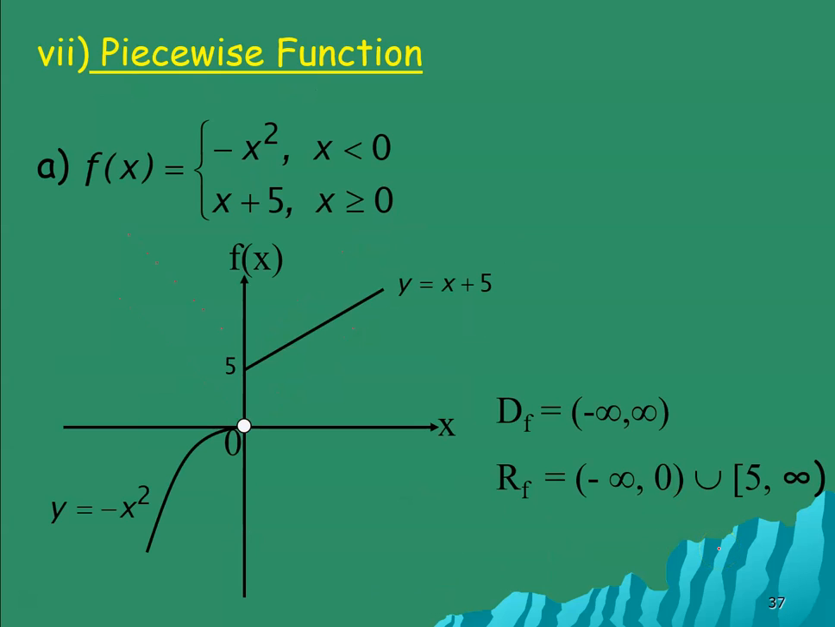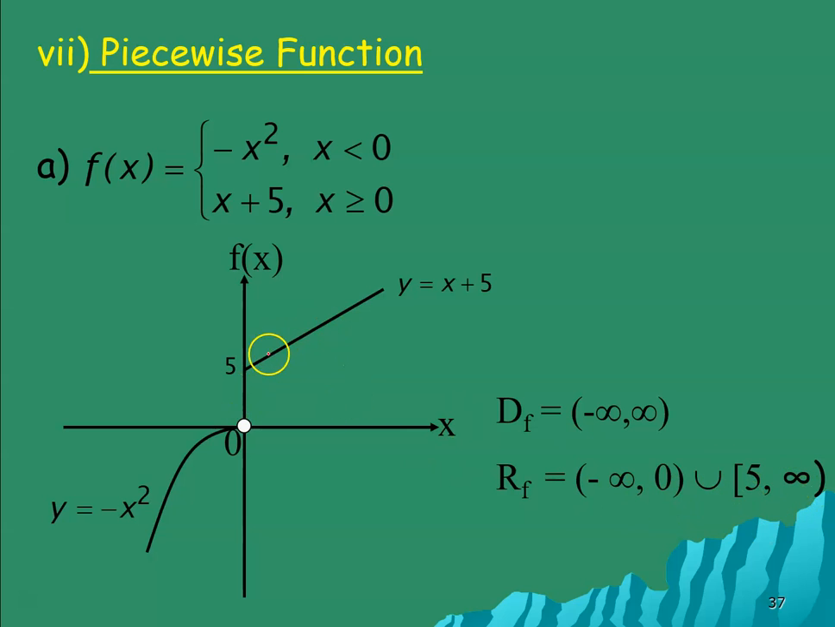And this is about the piecewise function. f(x) equal to negative x squared for x less than 0, and x plus 5 for x greater than or equal to 0. So bila ada piecewise functions, you have two kinds of graph. The first one will be this, and the second one will be this. So the domain will be from negative infinity until positive infinity, and the range you will have 2. Sebab dia terpisah, because it is a separated graph, it is not connected. Okay, so you have these two ranges.